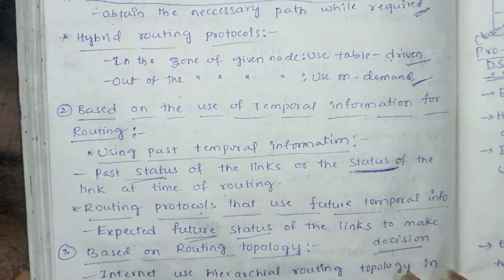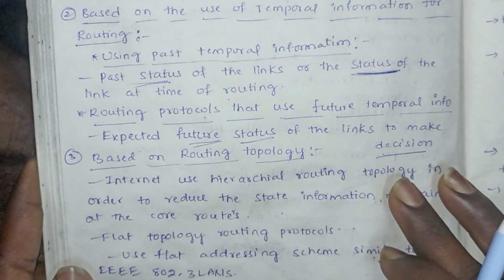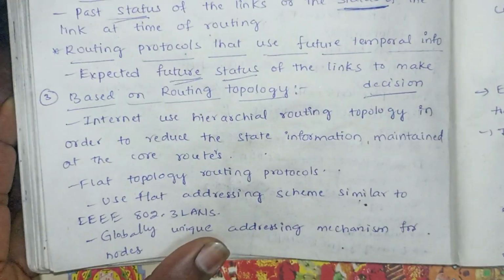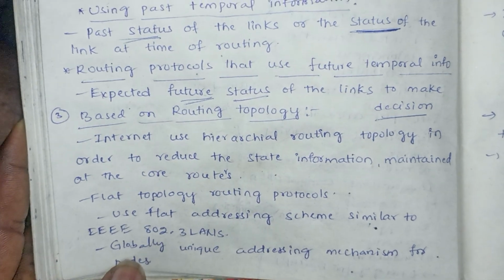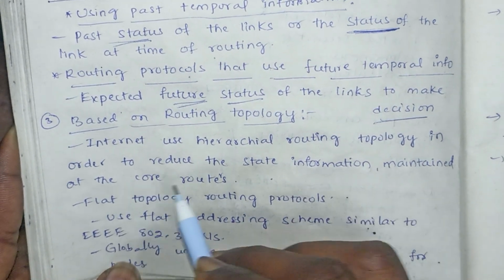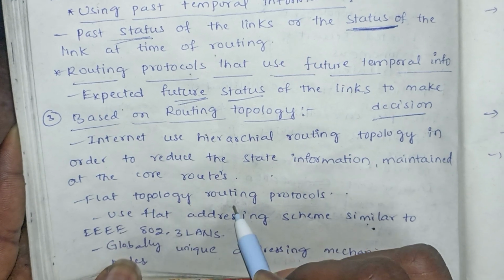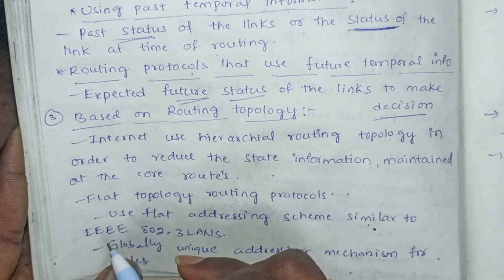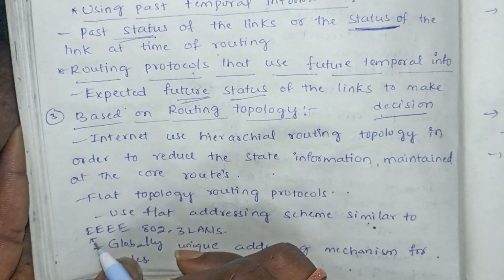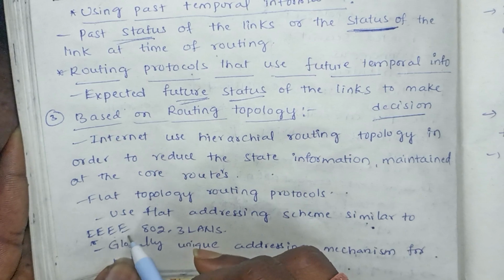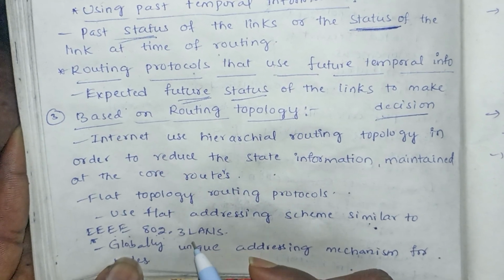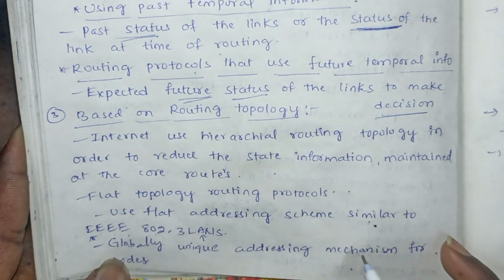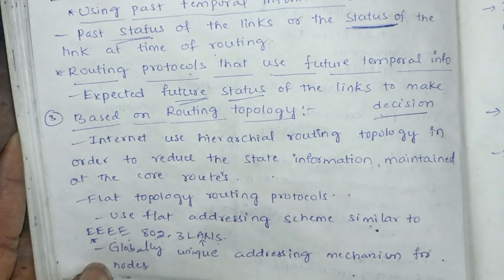Next, based on routing topology. The Internet uses hierarchical routing topology in order to reduce the state information maintained at the core routers. Flat topology routing protocols use flat addressing schemes similar to IEEE 802.3 LANs. IEEE is the Institute of Electrical and Electronics Engineers, and LAN is nothing but local area network. It uses a globally unique addressing mechanism for nodes.